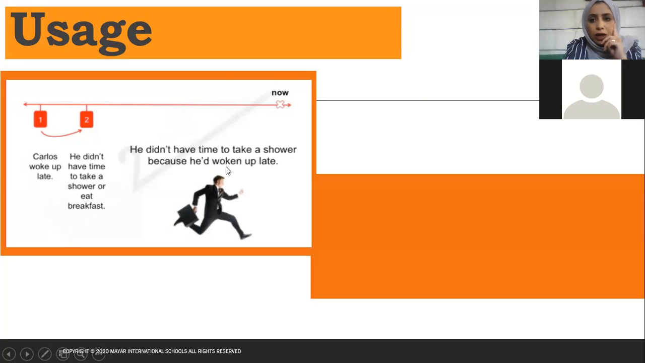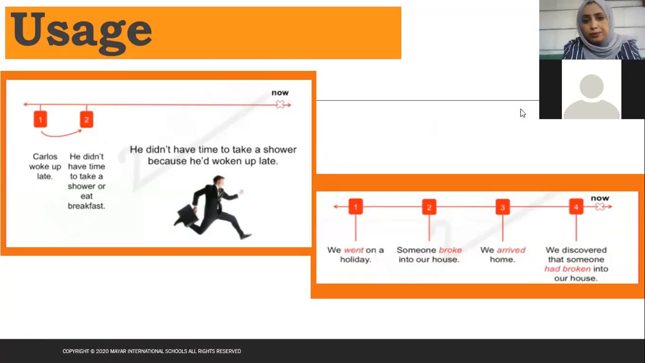Why had woken up late again? Because it is the first action in the past. So you might have 3, 4, 5, okay? You go back, you organize your ideas, you organize the actions, and you ask yourself which action occurred or happened first. And the action that happened before the other action in the past should be expressed using past perfect.